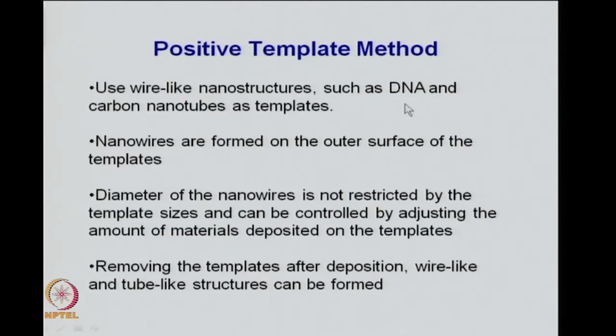So, this is called a positive template method, and here you can use nanowires of DNA and carbon nanotubes as templates. These are commonly used as templates, and the nanowires that you will form will be on the outer surface of the templates, because now you do not have any pores like in the negative template method, but you have a wire and you want to make nanostructures on top of those wires. So, your new nanostructures will be formed around the old nanostructures.